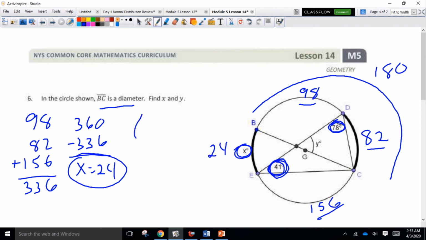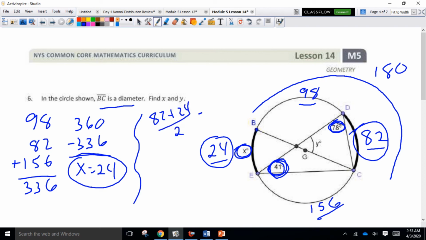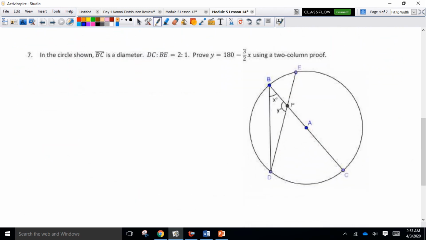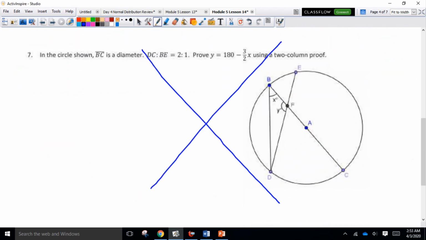And we should be able to find y now because we know that this is 24, this is 82. So we add them up and divide by 2 to get y. So y is 53. Okay, so we're not going to do this proof. I don't like it. That's it for today.